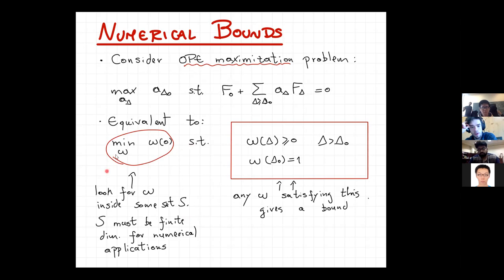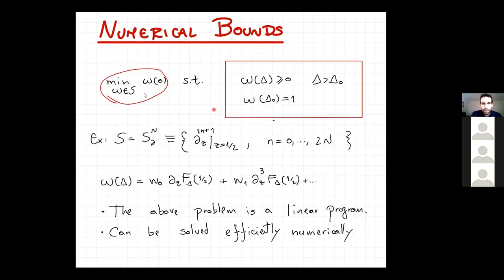Okay, so what we're going to do is that in this search for a functional, we're going to search for this functional inside some finite set S. So any functional satisfying these constraints gives a bound. So we're just going to look for a functional satisfying this in some set. We have to make the set finite dimensional for numerical applications. But the hope is that if you make this set very large, eventually you'll get the optimal bound. Okay, so what is this set? There are many choices for this set. So let me show you one particular set.